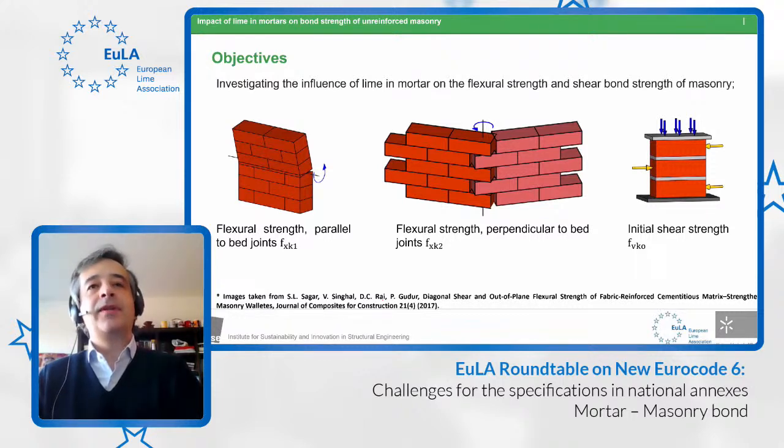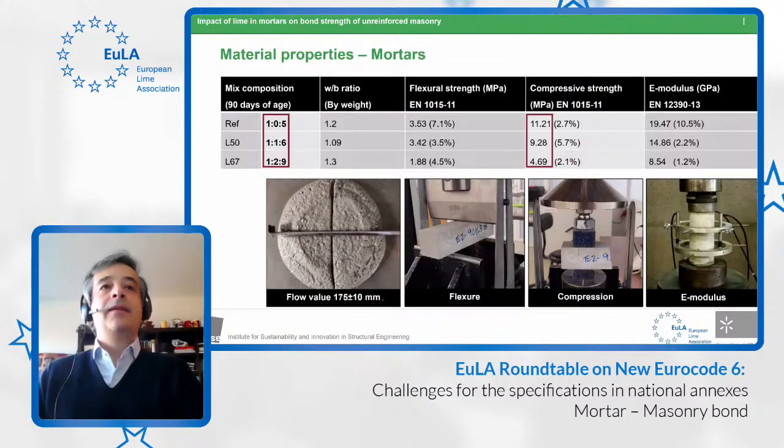3 different mortars with the same unit for these 3 properties: the flexural strength parallel to the bed joints, flexural strength perpendicular to bed joints, and the initial shear strength. And for that purpose, we selected these 3 mortars that I'm showing now on the screen.